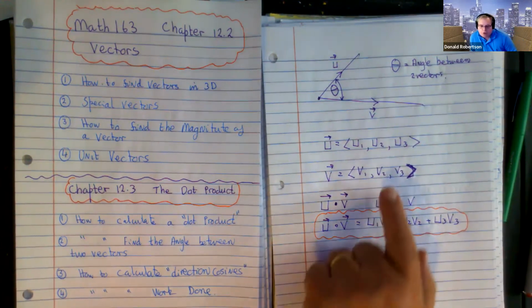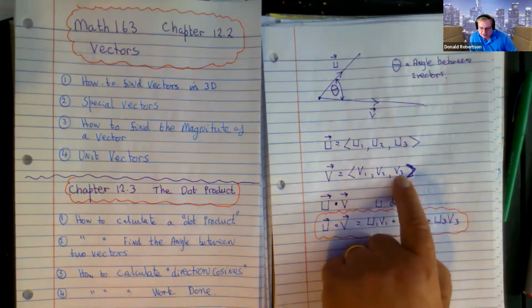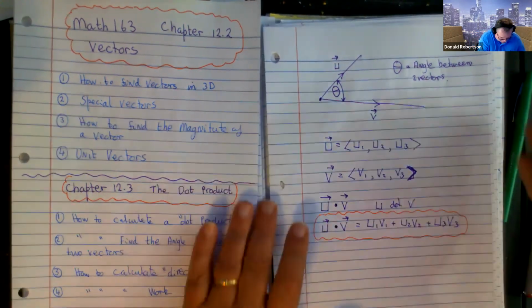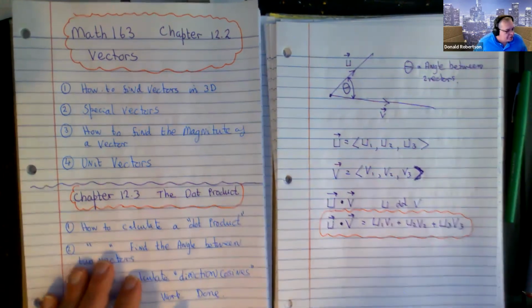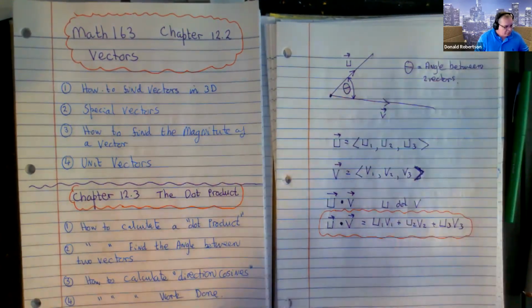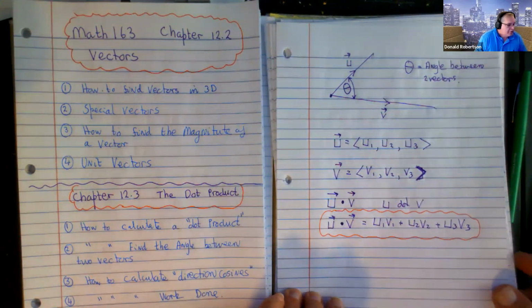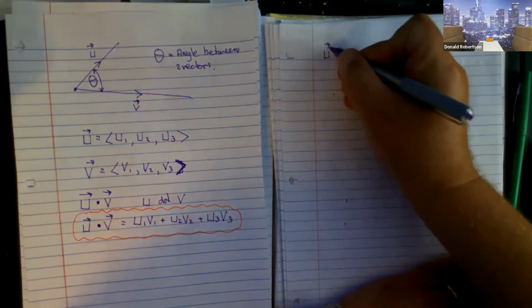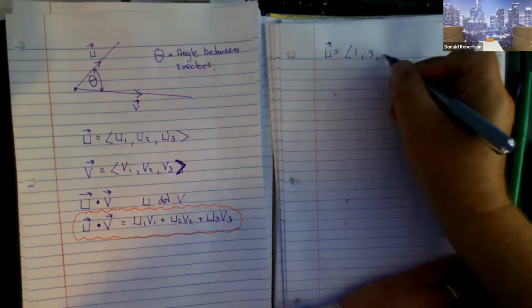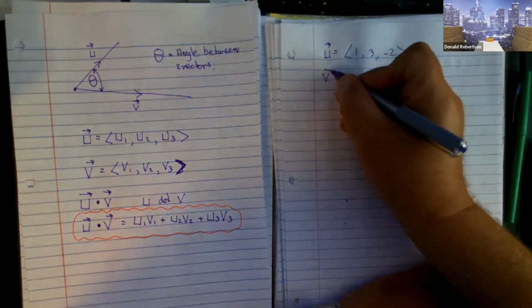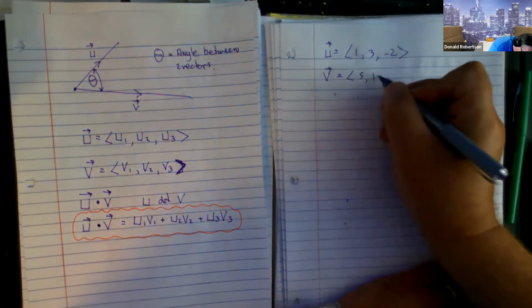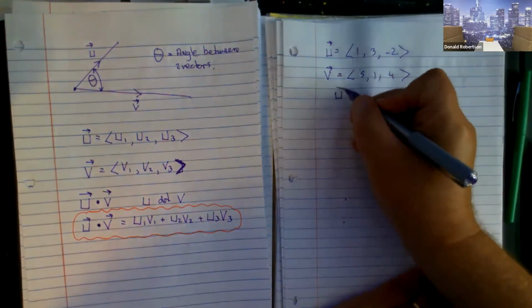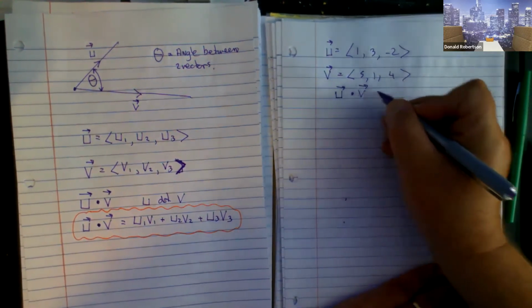So if you tell me who u and v are by giving me the components, I can calculate this thing called the dot product. At this point in time, we're not really going to do anything with it except just calculate it. Later on, we'll use it for this, but right now we're just going to get good at doing it. So I could give you a vector u, and tell you it was 1, 3, -2. And I'll give you another vector v, and it's 5, 1, 4. And the question could quite simply just be, find the dot product.